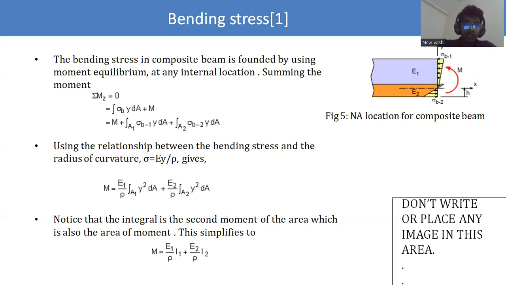Using the relationship between the bending stress and the radius of curvature, sigma is equal to minus E y by rho, which gives M is equal to E1 by rho times the integral over A1 of y squared dA plus E2 by rho times the integral over A2 of y squared dA. By noticing that the integral is the second moment of the area, also called the area moment of inertia, this simplifies to M is equal to E1 by rho I1 plus E2 by rho I2.